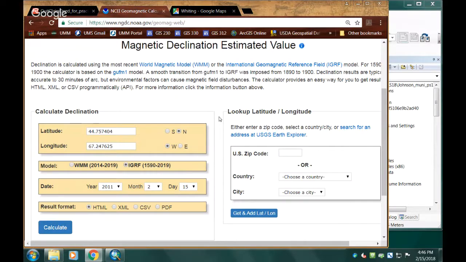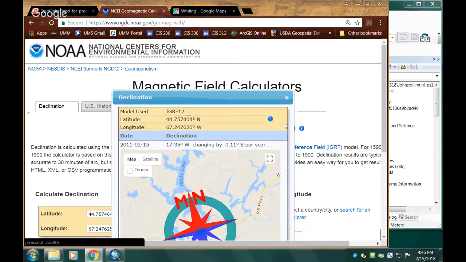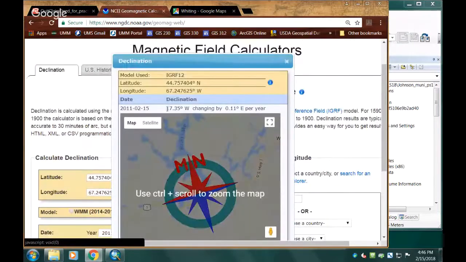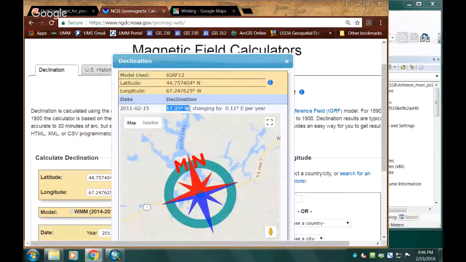Sometimes if I have a lat and long in the deed or on the survey, I'll use that. Just choose that randomly and I'll click calculate. When I do that, it says, okay, there was the declination. So the declination was 17.35 degrees west. So that means that magnetic north was to the west of true north by 17.35 degrees.